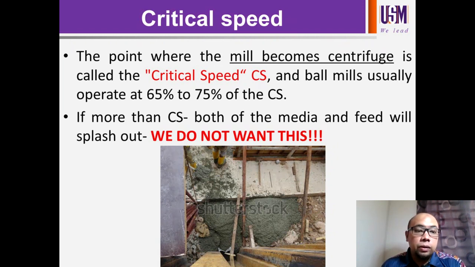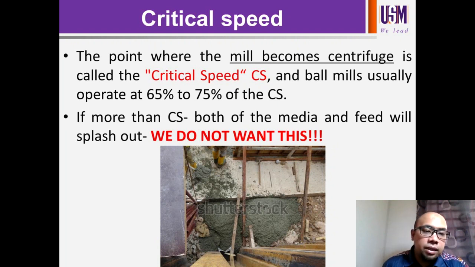In the milling process, we have one important term that we use: the critical speed. The critical speed is the point where the mill becomes centrifuged. Ball mills usually operate at 65% to 75% of the critical speed.